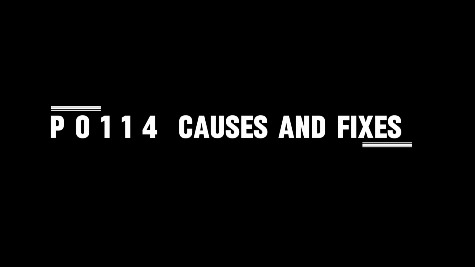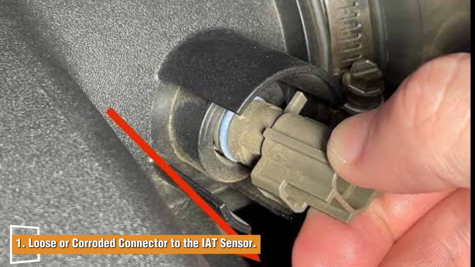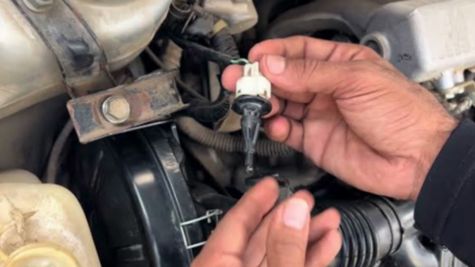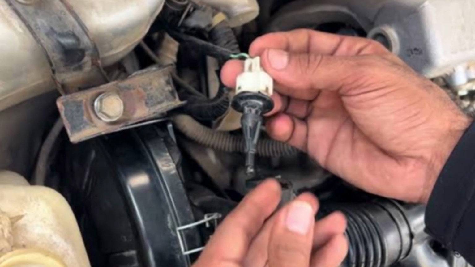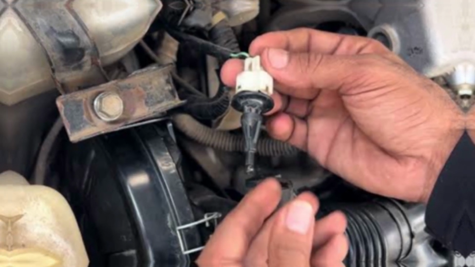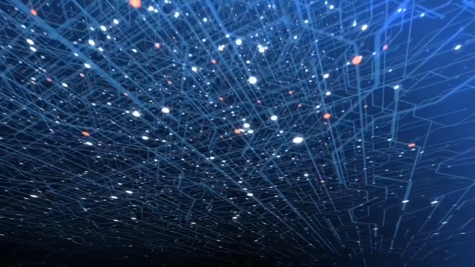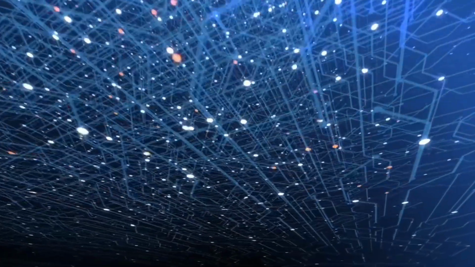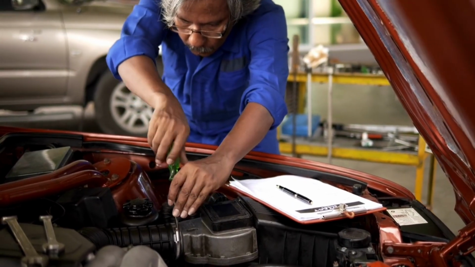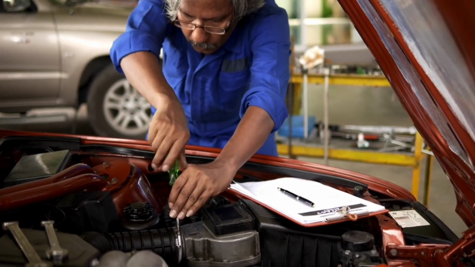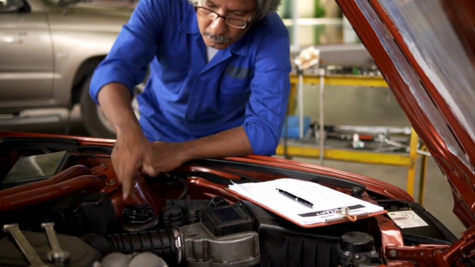Here are some common causes and fixes of P0114. Number 1. Loose or corroded connector to the IAT sensor. If the electrical connector to the IAT sensor is not firmly attached or has corroded terminals, the signal can cut in and out, causing intermittent readings. Disconnect the sensor, check for corrosion, dirt, or looseness. Clean with electrical contact cleaner and securely reconnect.